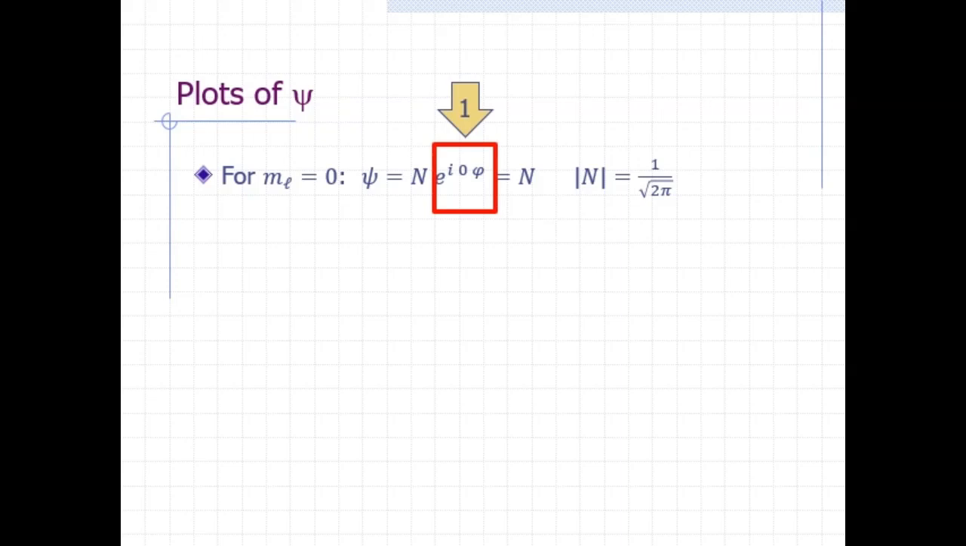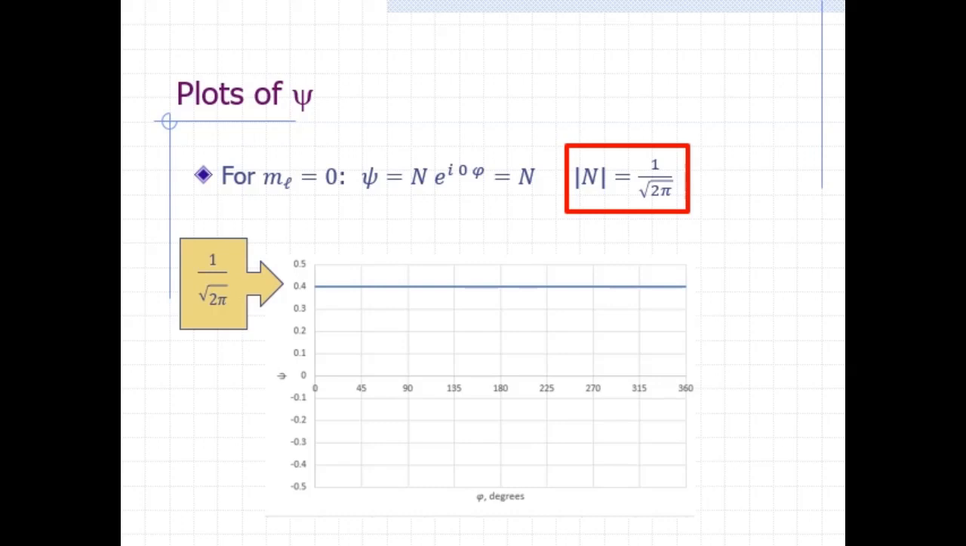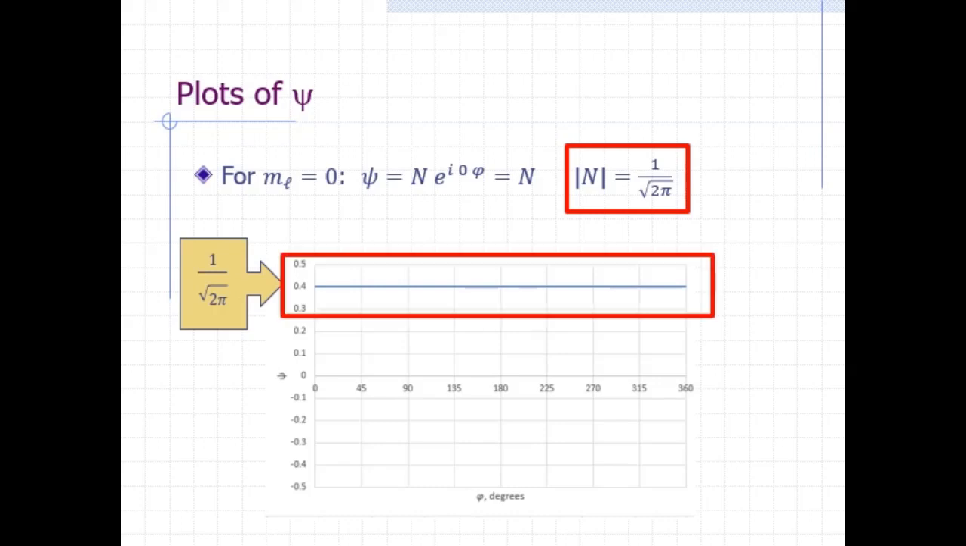Earlier, we saw that the absolute value of the normalization constant is 1 over square root of 2 pi. If we just use the absolute value of n for our normalization constant, then a plot of psi versus location would look like this. 1 over square root of 2 pi is about 0.4. We get a flat line at around 0.4. Here, location is shown on the horizontal axis in degrees. If you want to visualize this in terms of the circle, you can print out this graph, then roll the paper to superimpose 0 and 360 degrees.